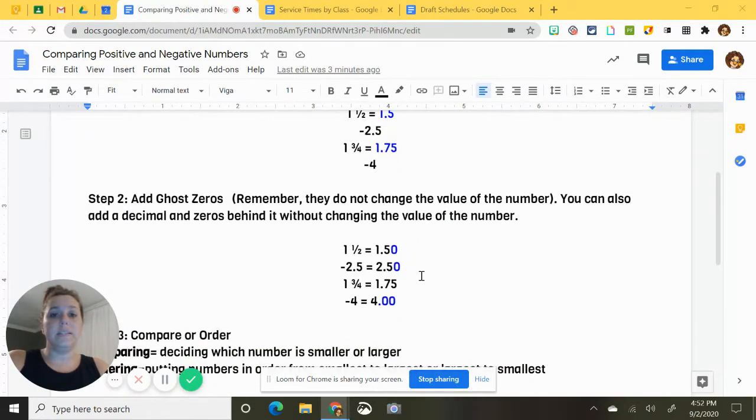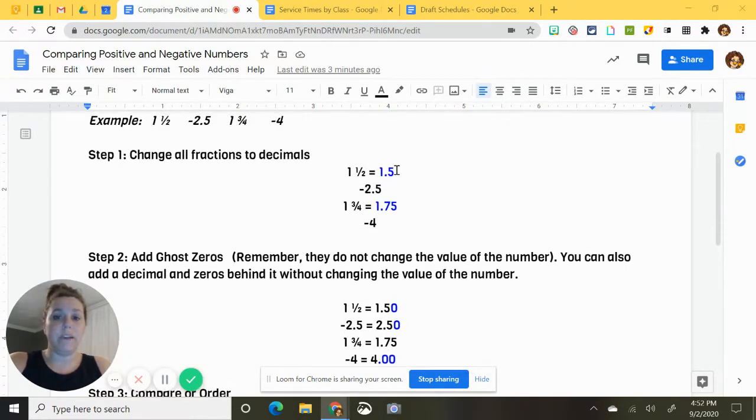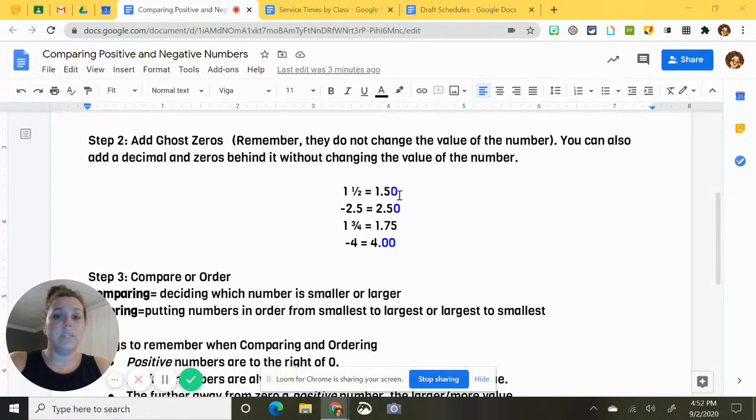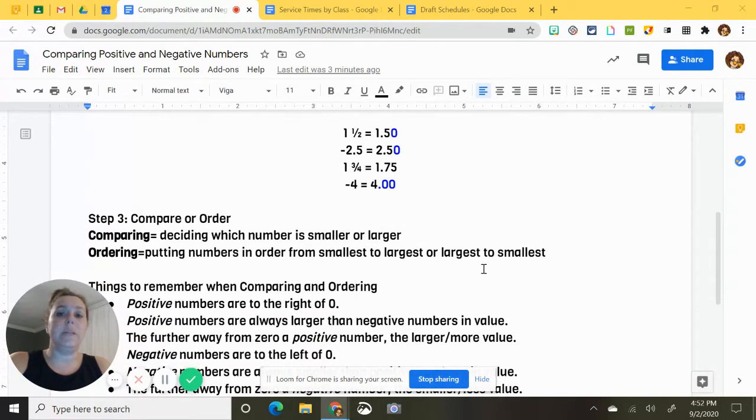All right, so the second step, once you got them all into decimals, is to add those ghost zeros. And just remember, ghost zeros do not change the value of the number. It is a placeholder to help you compare or order. All I did is I took this 1.5 that I have, and I just added a 0 behind it. So now all of the numbers in the set have one place before the decimal and 2 places after the decimal. So they all have the same amount of digits in the same places. That will make everything easier. You don't have to do it, but I would highly suggest you do.